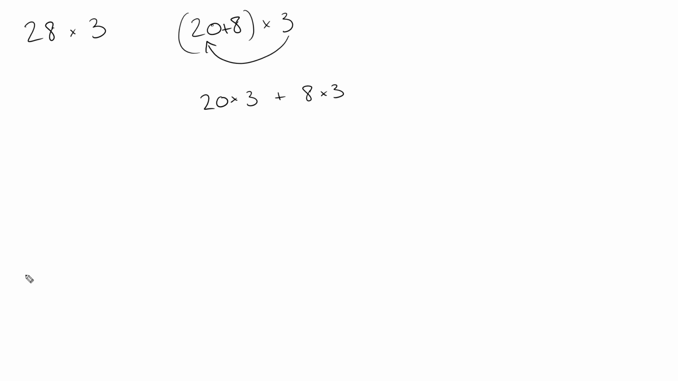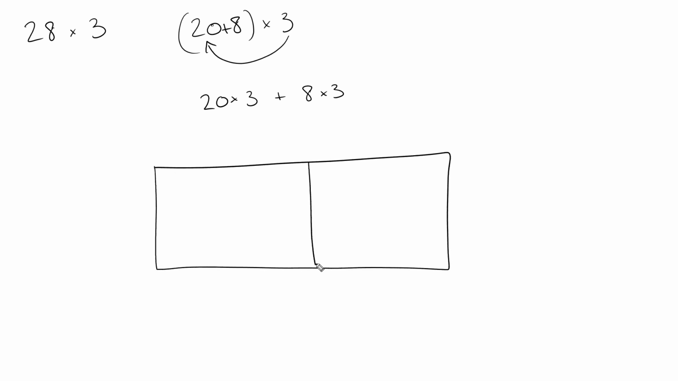In the box method, each place value in the first factor gets its own column, and each place value in the second factor gets its own row. Here, look at it this way. You can see that the first column is labeled 20 and the second column is labeled 8. Our second factor only uses the ones place, so we only have one row and we label that 3.